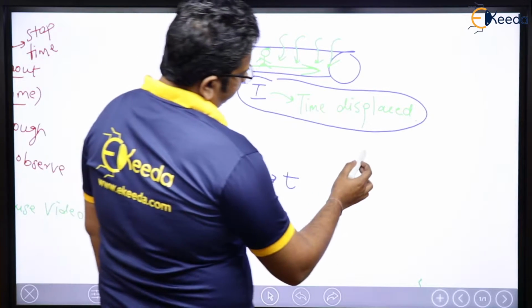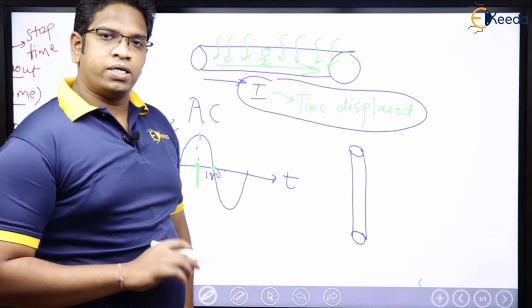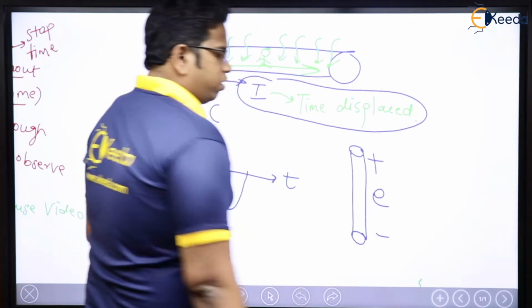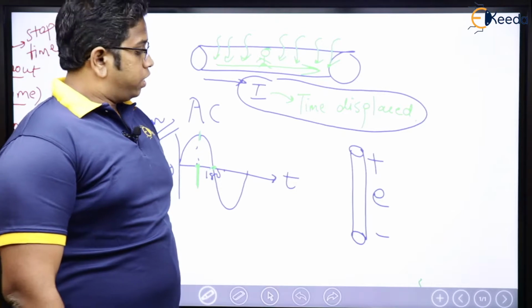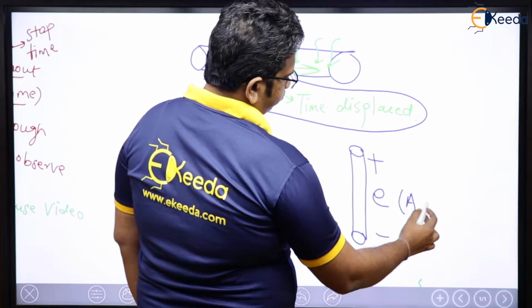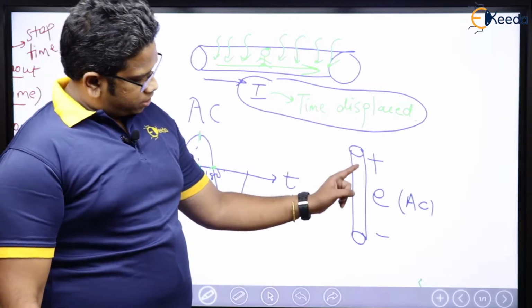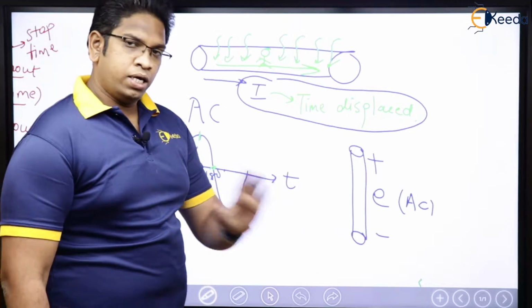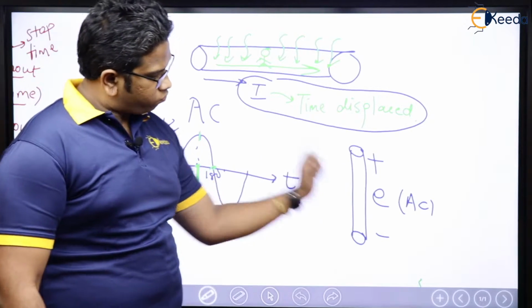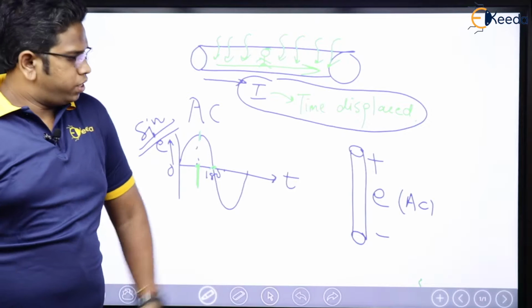For example, I have a conductor here like this. And in this conductor, let us say I have induced voltage in this direction. Induced voltage like this, right? Now see here, very important. I am saying that this induced voltage is AC, alternating, no problem. Now, the moment this induced voltage is AC, can I represent the same voltage by this same figure? Let me call it E. No problem. It is going to be AC.